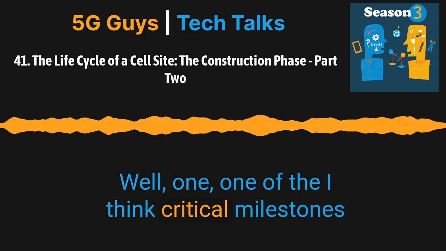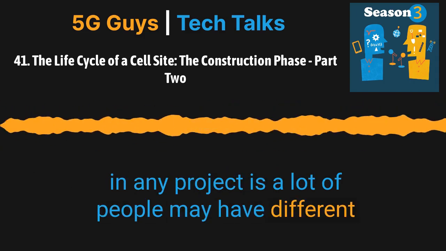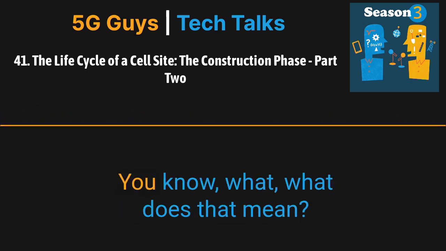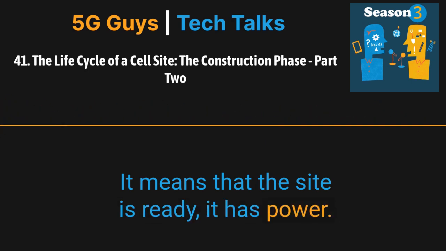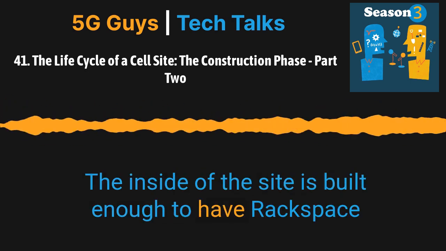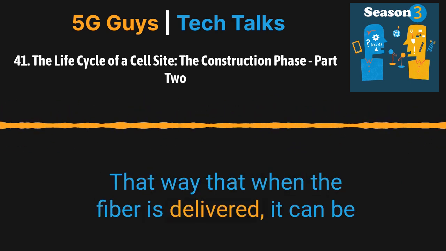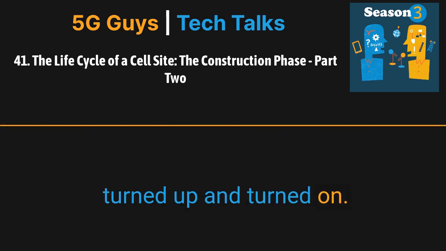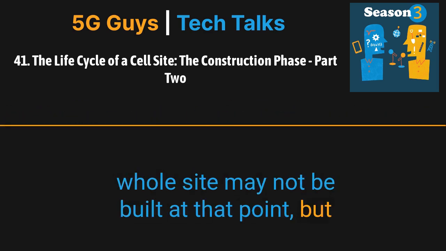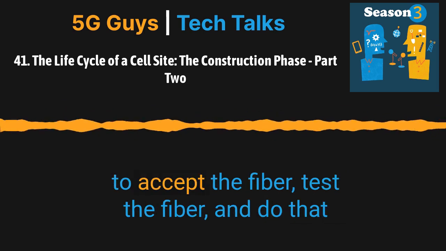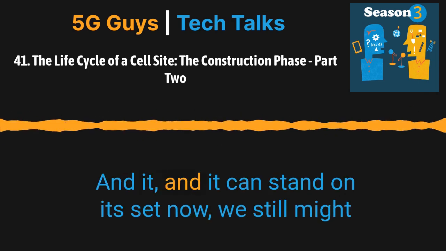One of the critical milestones in any project, and a lot of people may have different words for it, but we use the word room ready. What does that mean? It means that the site is ready, it has power, and the inside of the site is built enough to have rack space and power distribution. That way, when the fiber is delivered, it can be turned up and turned on. Now the whole site may not be built at that point, but room ready means that we're ready to accept the fiber, test the fiber, and do that interconnectivity to the site. And it can stand on its own.